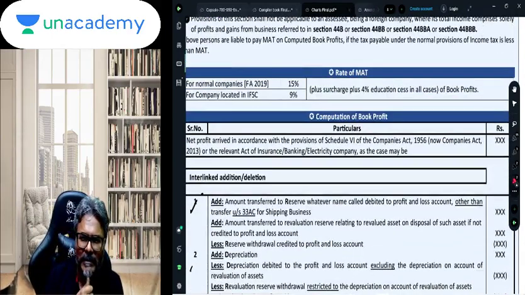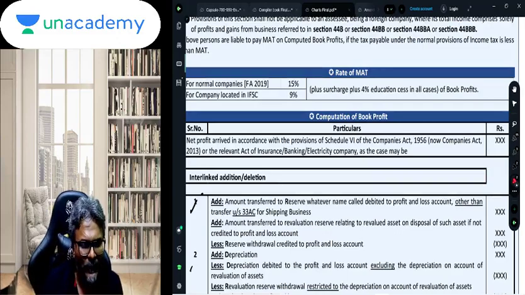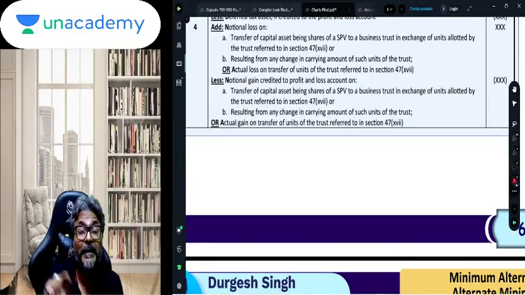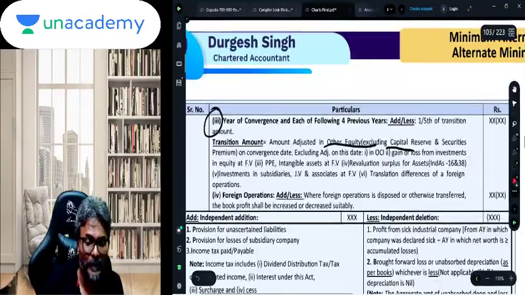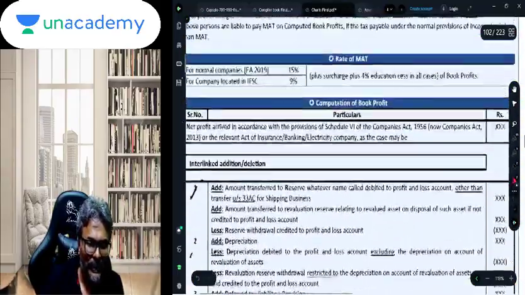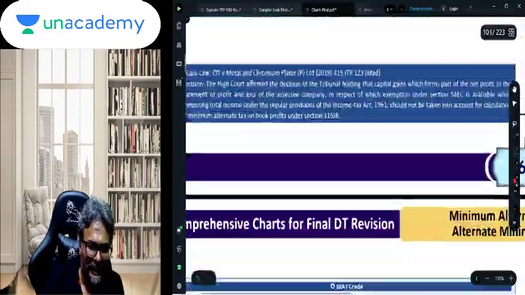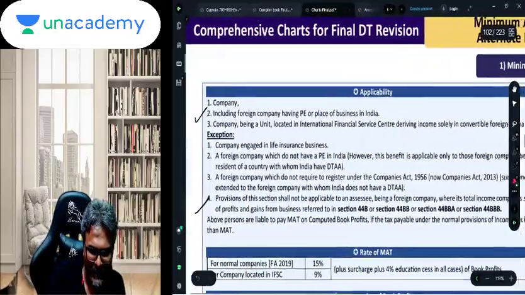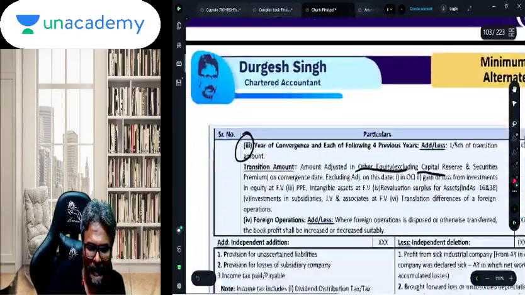Apart from that, for the foreign company who actually undertakes the computation of book profit, there is an important adjustment that they need to make in determining their book profit. And what is that adjustment? Be careful, students. The adjustment that they will have to make in determining their book profit is this.